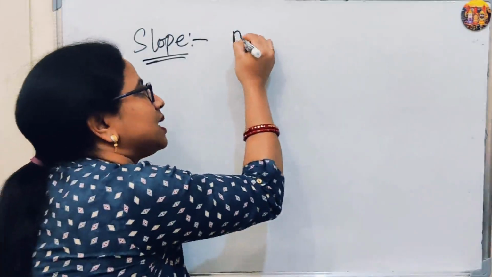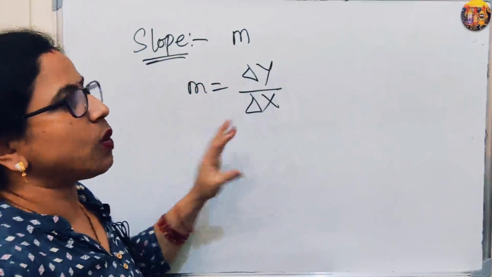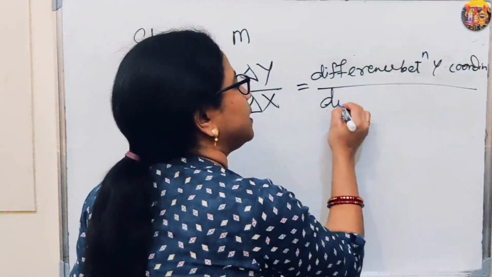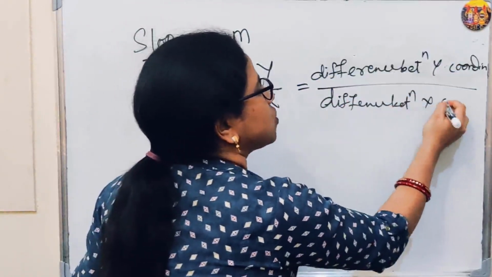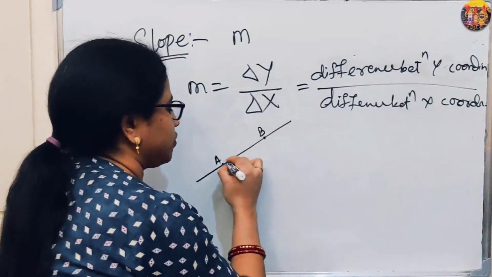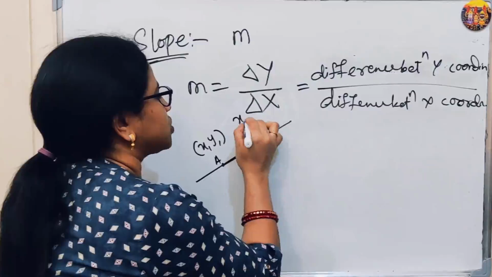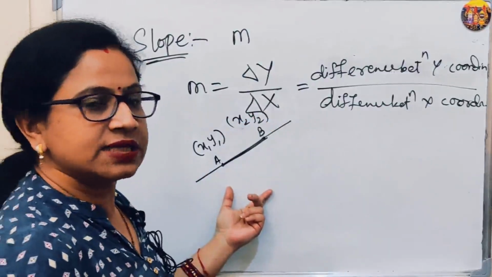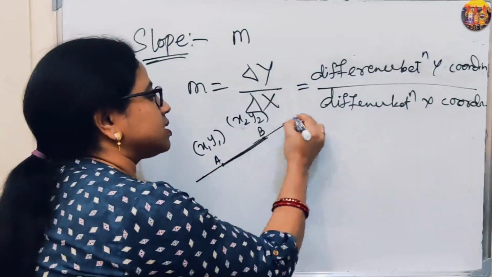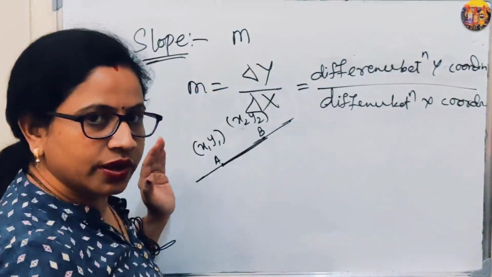Slope is denoted as m. So m is del y upon del x. Del y upon del x means the difference between y coordinates upon the difference between x coordinates. If this is a line, here point A is there, point B is there. I want to find the slope of AB. If this is x1, y1, this is x2, y2. The coordinates of point A are x1, y1. The coordinates of point B are x2, y2. Remember, when this is a slope, we are going against gravity and the coordinate values are increasing. We are going from down to up.